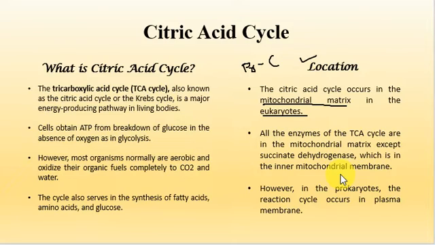So, basically, the whole cycle occurs in the mitochondrial matrix, and the net result of the Krebs cycle is that for each acetyl group entering the cycle as acetyl coenzyme A, two molecules of CO2 are produced at the end.